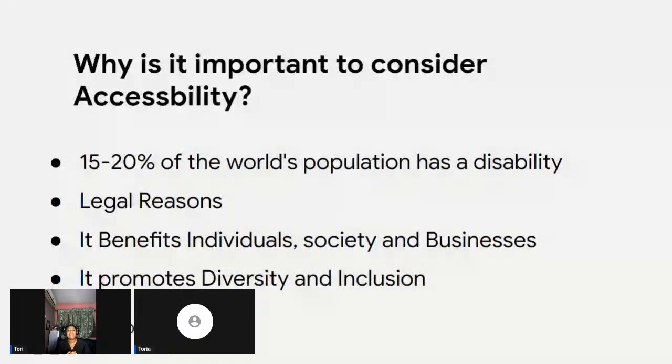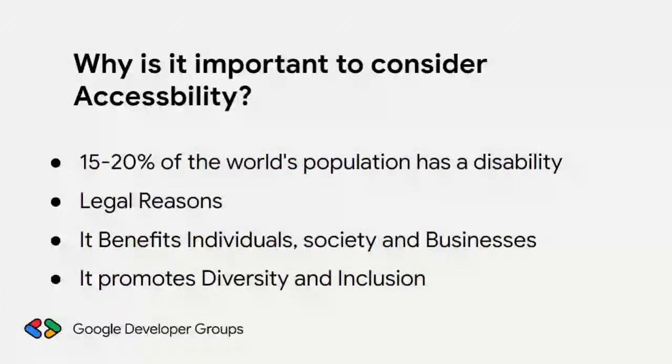Now, why is it important to consider accessibility? 15 to 20% of the world population has a disability. That's over a billion people. That is a lot of numbers. You might say, oh, they're the minority, but a billion people is a lot of people. And the beautiful thing is that the web is diverse. A lot of people use the web. So imagine omitting up to a billion people.